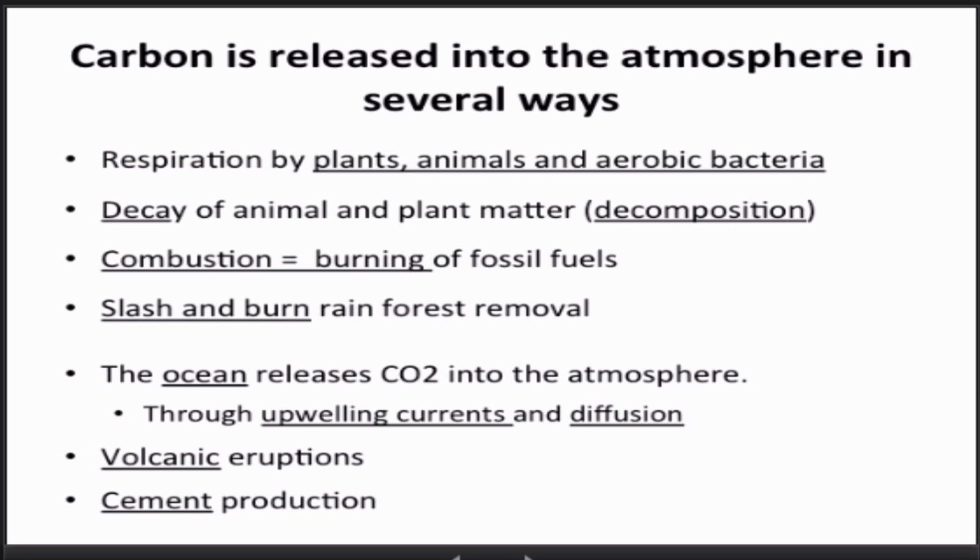There are natural processes that will also release CO2 into the atmosphere. The process of diffusion between the air and the water can exchange CO2. Very destructive volcanic eruptions, such as the eruption of Mount St. Helens, can also release large amounts of CO2.